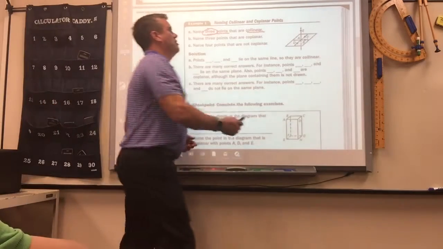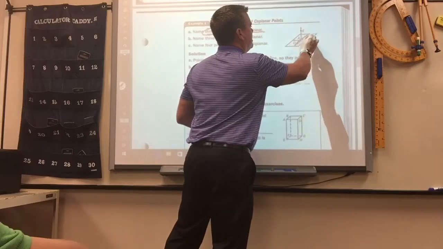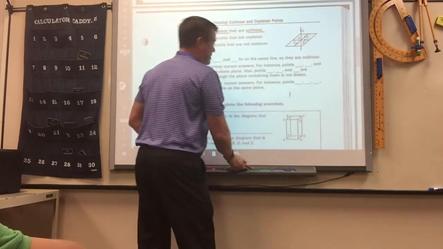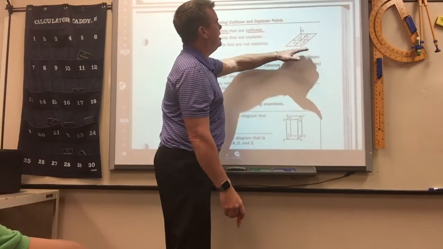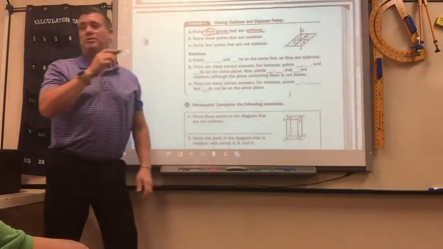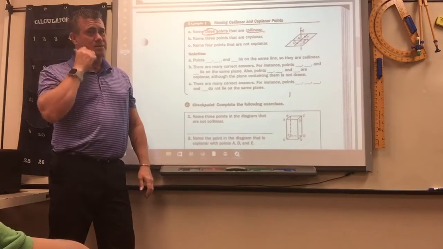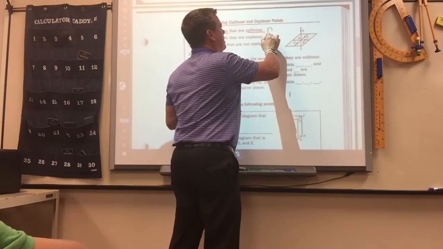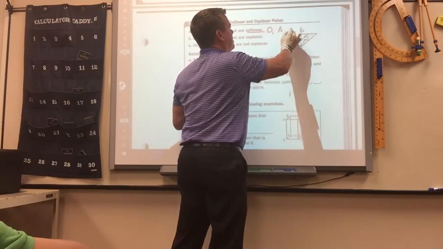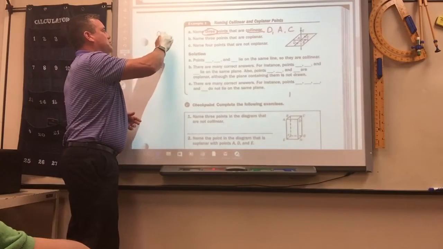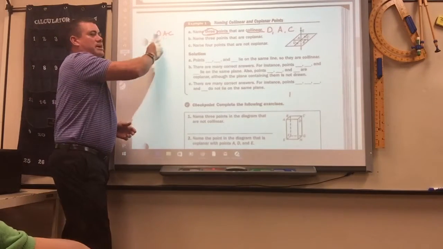DAC. There you go. D, A, C are all on the same line. So they got a picture of a plane here with a line going through the middle. When you name points, this has been a problem in the past in geometry. When you name a point, it's just D, comma, A, comma, C. Don't put them all in a row, because that's a line segment. That looks like a plane.